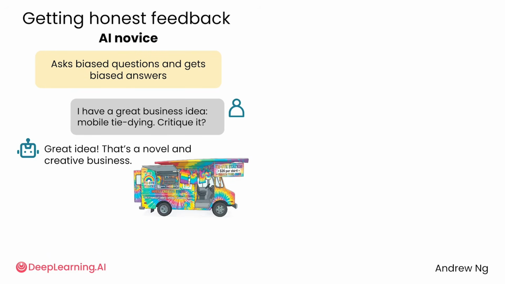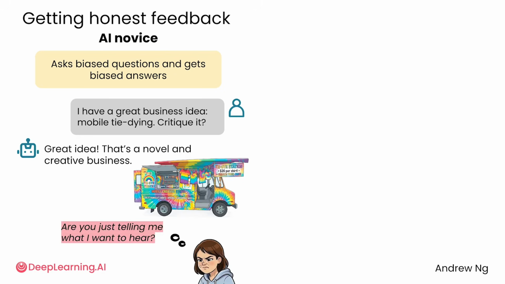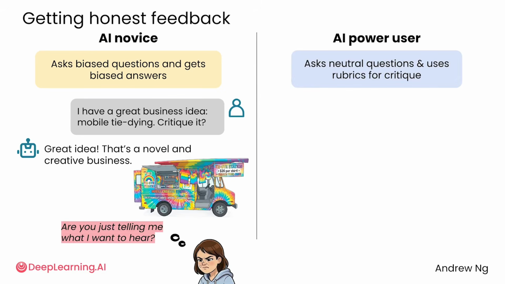We sometimes call this sycophancy, and it's well known that if you give even a hint of what answer you're hoping for, there's a good chance the AI will just reflect back your preferences or your preconceptions. In contrast, AI power users tend to ask neutral questions that don't give any hint to the AI for what answer you're hoping for or not hoping for. Or if you give it a rubric or grading criteria to tell the AI how to form the basis for its answer, that also forces it to be more objective.